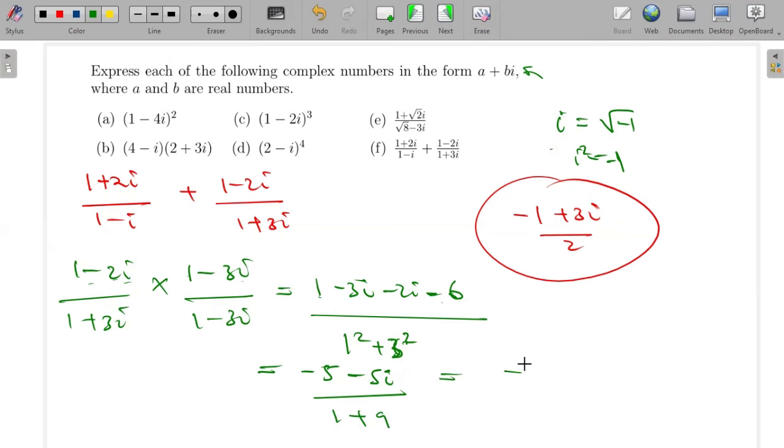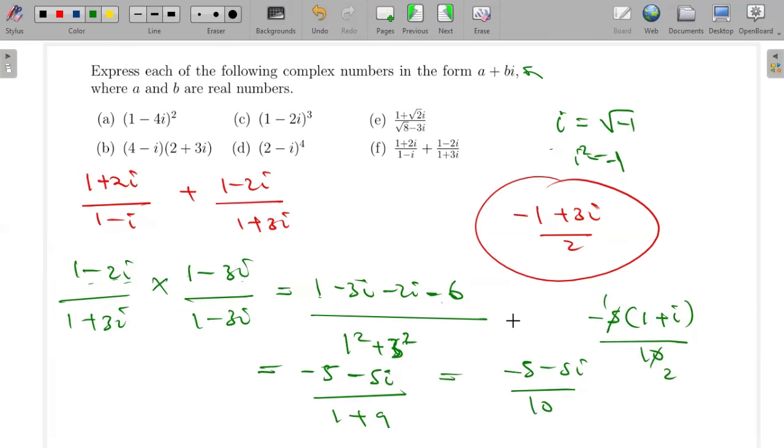So that will be negative 5 minus negative i over 10. And then notice that I can simplify this. If I factor out a negative 5 on top, I'll just have 1 plus i, and then 10 there. So 5 there is 1, 5 there is 2.